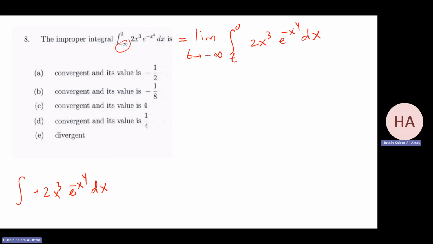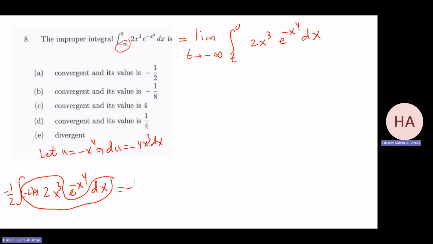So I need to multiply by minus 2 and minus half outside. Yeah, because if I let u equal minus x to the power 4, du will be minus 4x cubed dx. So this will be my du. So I have minus half integral e^u du. So it's minus half e^u plus c. So it's minus half e to the power minus x to the power 4 plus c.